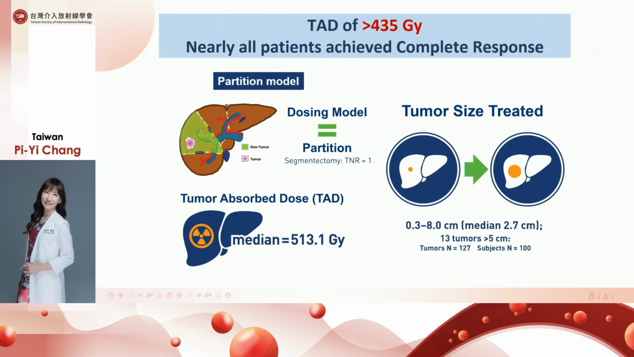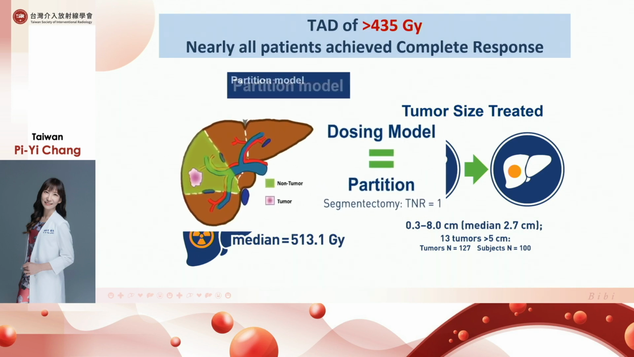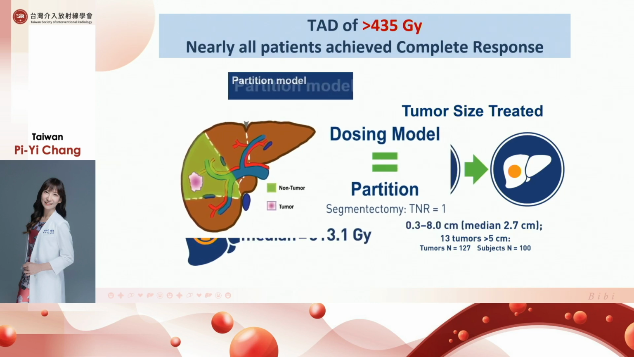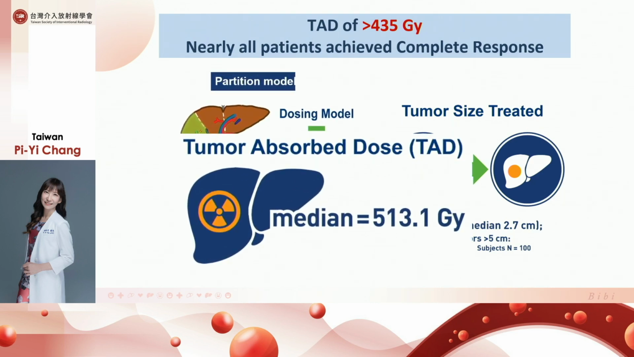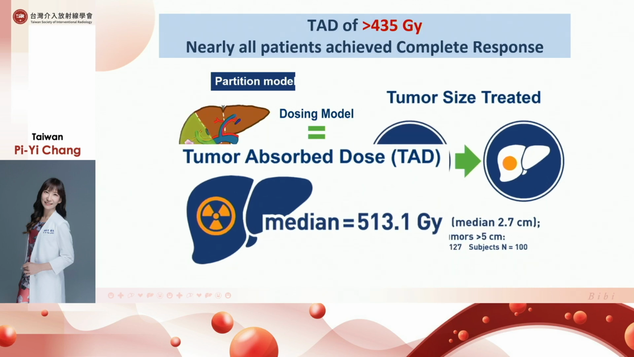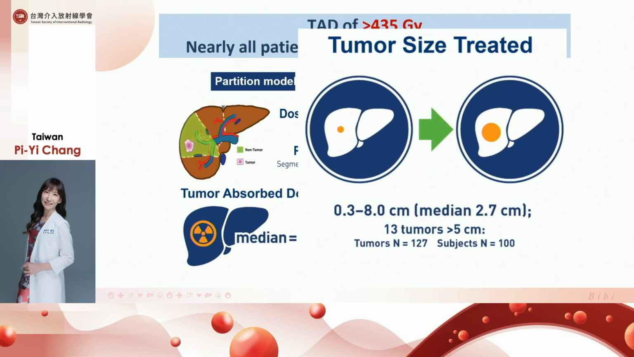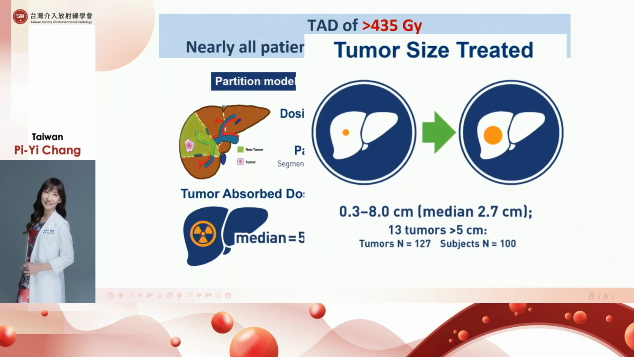The total absorbed dose is up to 435 gray. They use the partition model, and the median TAD is 513 gray. The median size is 2.7 centimeters, but ranges from 0.3 to 8 centimeters.